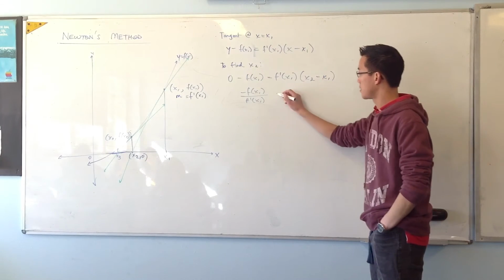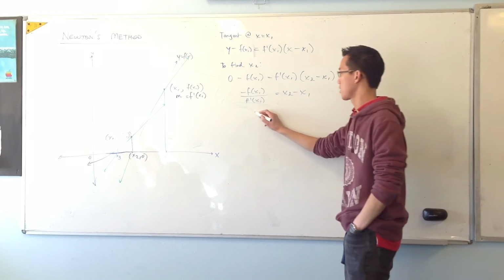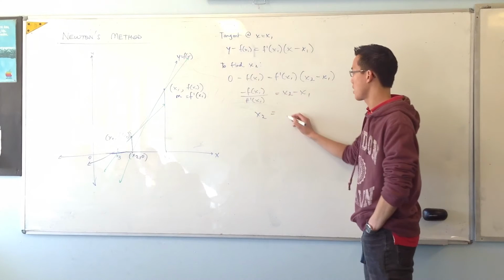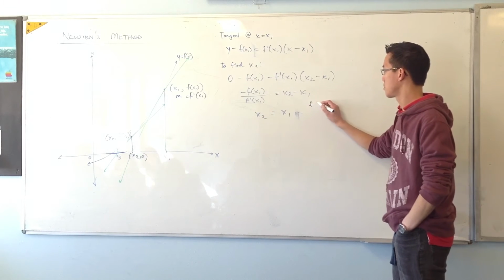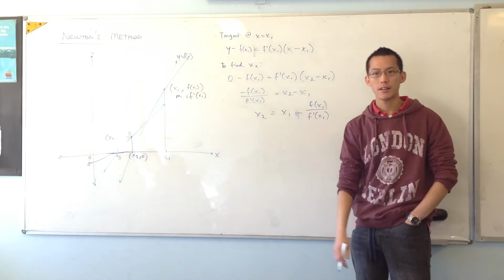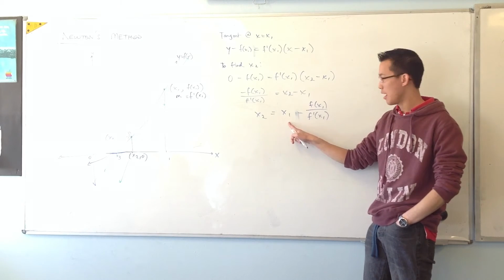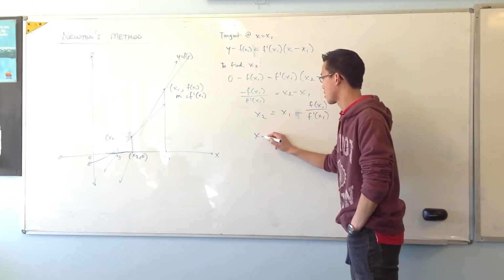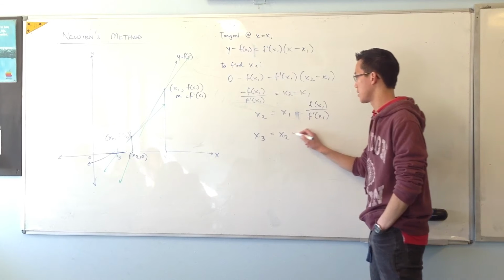That'll leave me with x2 minus x1 on this side. So now when I make x2 the subject, that'll become positive on the other side. Sorry, and that's still minus. Ta-da! So if I know one guess, I can go to the next one. And if I wanted to do the one after that, x3 will just be, take the previous x coordinate, the previous guess that you generated.